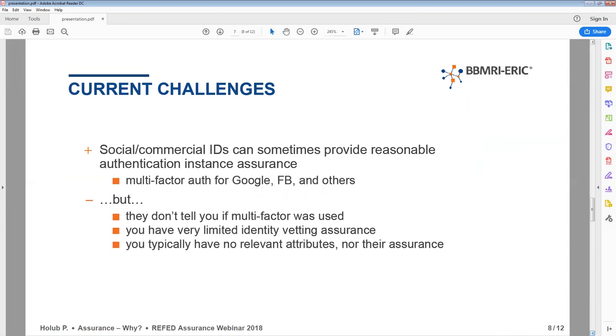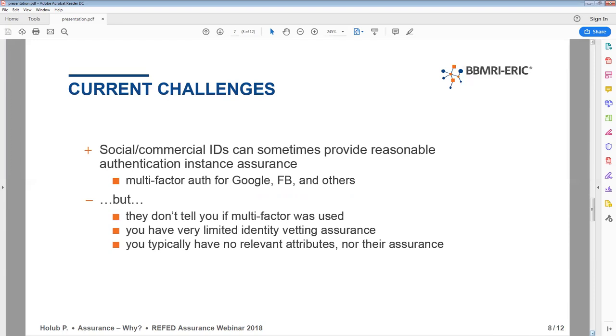As you're probably all aware, it's also possible to hook up to commercial identity providers and social IDs such as a Google or Gmail ID or a Facebook ID. And some of these are even providing pretty reasonable levels of authentication mechanisms, such as using practically affordable multi-factor authentication. But there are issues here as well.